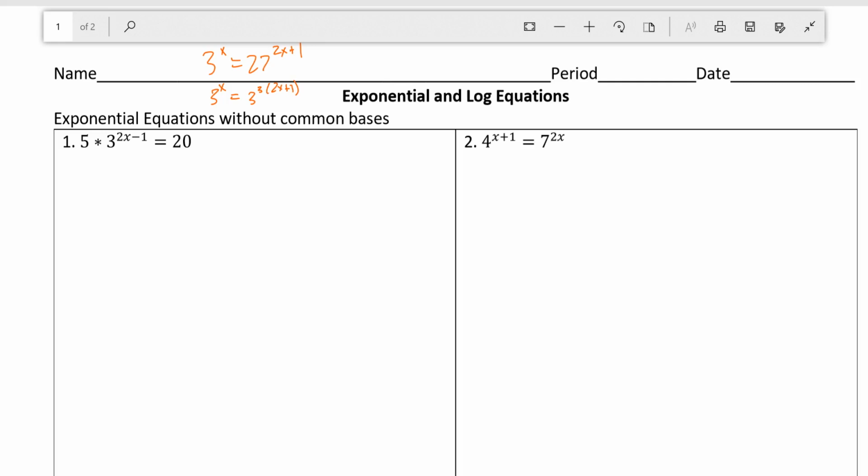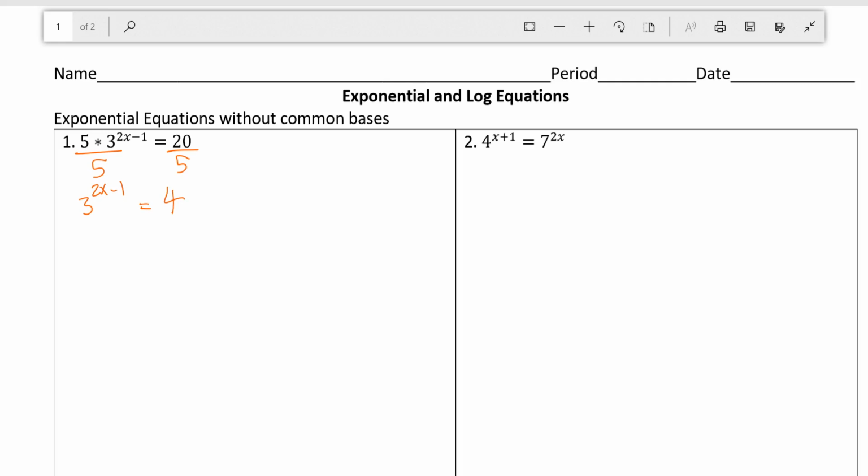But in this case of number 1 here, where I have 5 times 3 to the 2x minus 1 equals 20, I don't really have that option, because 20 isn't a perfect power of 3. But we now know of this operation called a log that allows me to solve for what an exponent is. So the first step in here is I need to divide by 5 so that I have the exponential part by itself. So I have 3 to the 2x minus 1 equals 4.